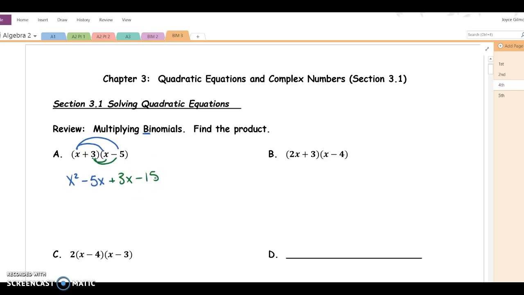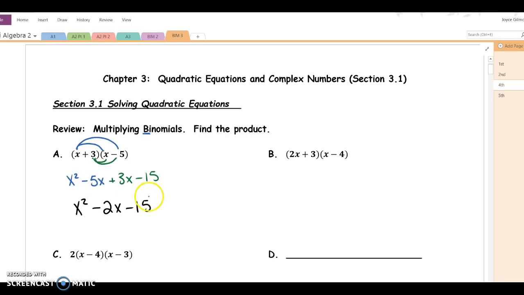Really, what you just did was first, outer, inner, last. We just didn't think of it as FOIL. We thought of it more like double distribution. Use the distributive property however many times you need to. Then combine your like terms in the middle. We have x squared minus 2x minus 15.